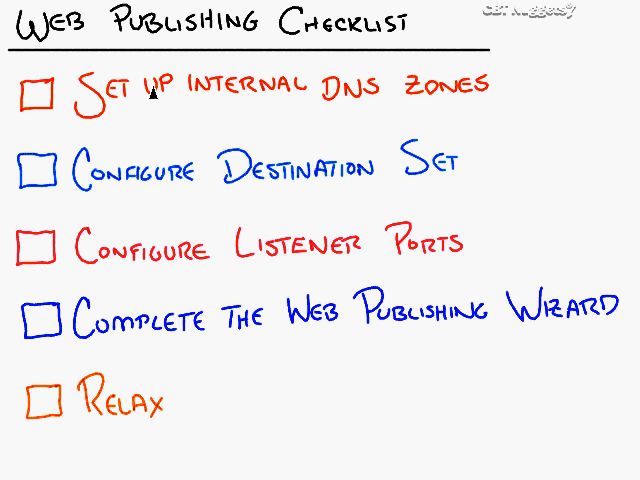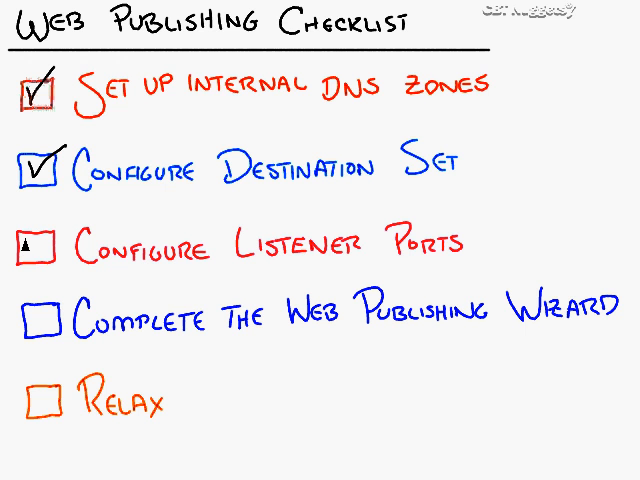First off, set up your internal DNS zones. Let your clients know what zones are internal so that they don't go through the ISIS server to resolve those. That was the first step that we did in publishing the website, so our internal clients can access it as well as our external ones. The second thing, configure the destination set. Go through and make sure that you set up destination sets dictating exactly what you want to be able to reach on the internal network.